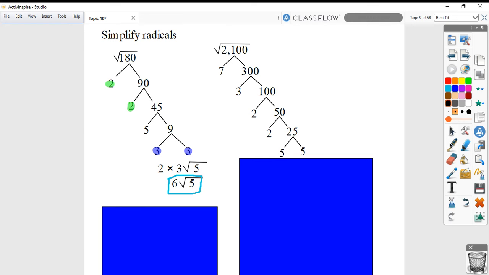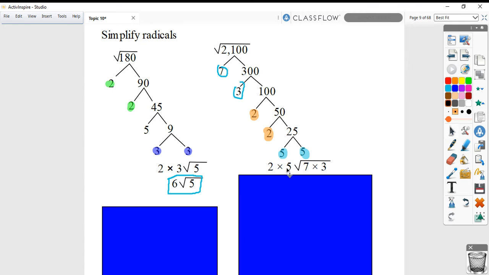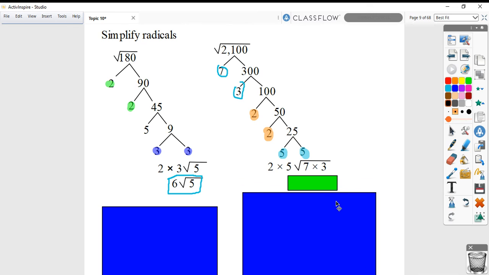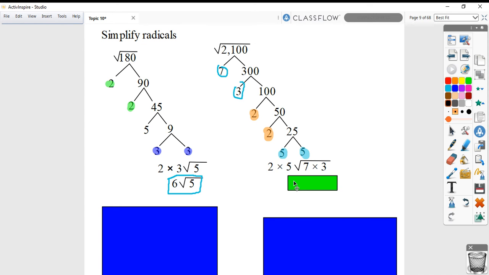stuff being multiplied. And we look for pairs. I see a pair of 5s, just highlighted in blue, and I see a pair of 2s that I'm highlighting in orange right there. All right? What that means is we're going to have a 2 and a 5 being multiplied outside of the radical, but left inside the radical, we're still going to have 7 and 3. So 2 times 5 is on the outside. 7 times 3 is still under the radical. 2 times 5, just doing that quick math, is 10. 7 times 3 is 21. So 10 square root 21. That's our answer for this one.